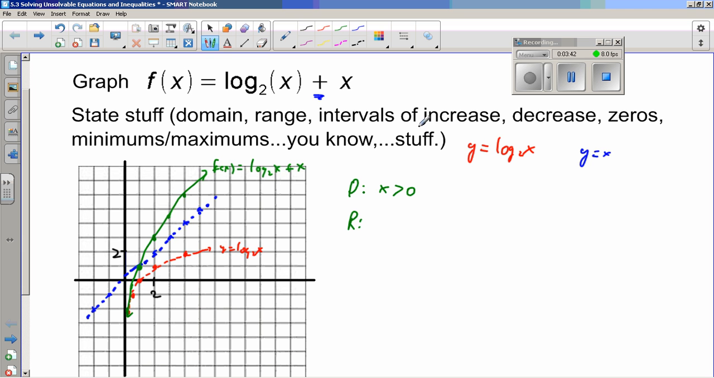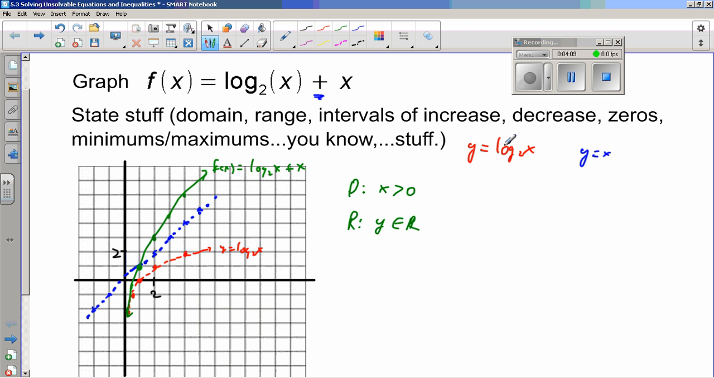What's the range? The range was more complicated, right? This one not so bad because the range is all real numbers. The red function is going to go down forever and up forever, and the blue function the same. So the range is still y is all real numbers. Intervals of increase, intervals of decrease, zeros, minimums, maximums. Our textbook asks us for these things without sometimes asking us to graph. I think as soon as we get the graph, all this stuff is easy.